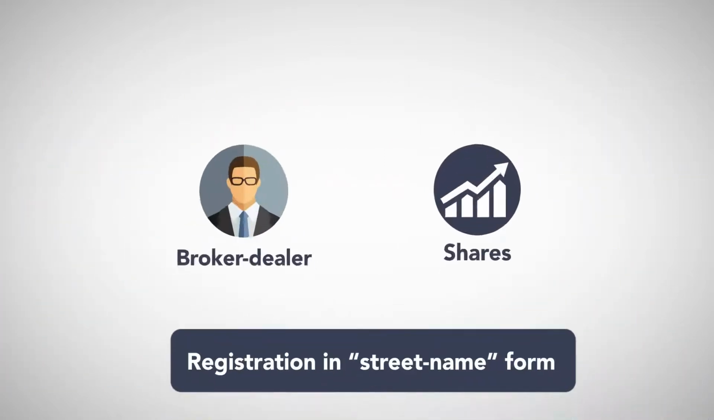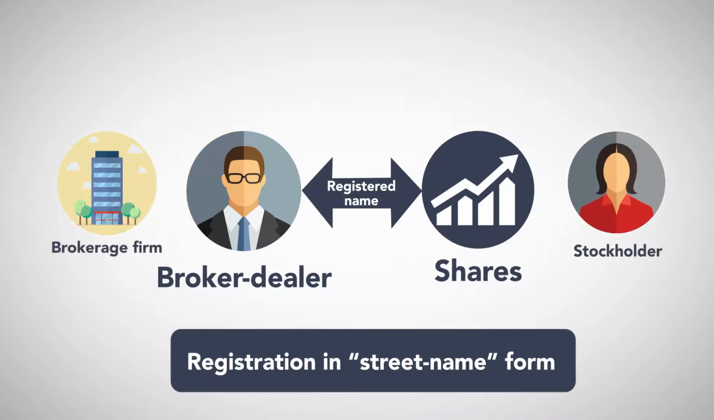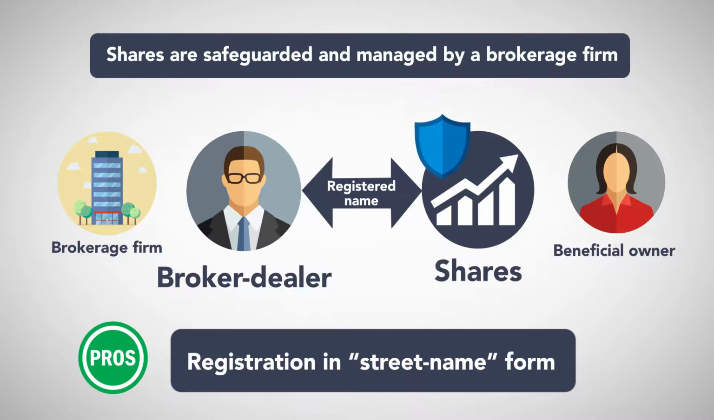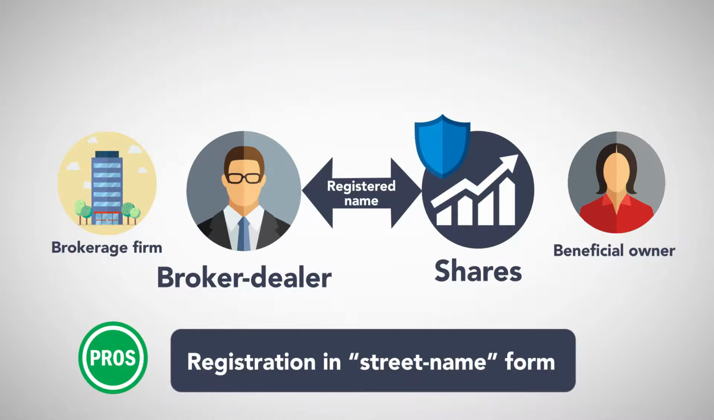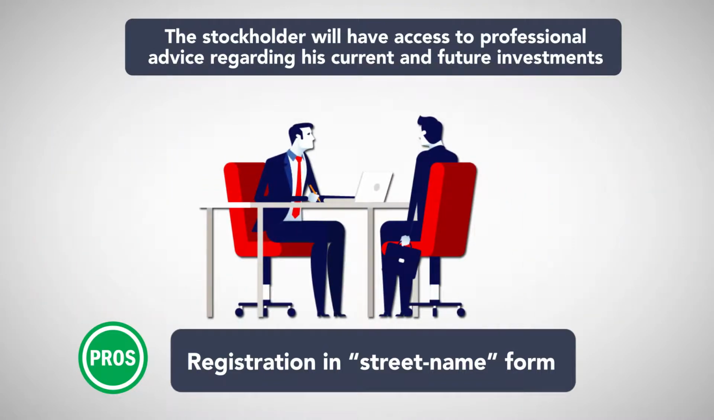Registration in street name form means registration under the name of the brokerage firm of the shareholder's broker-dealer rather than under the name of the stockholder. Rather, the stockholder is listed as a beneficial owner of the shares. The advantage in holding shares in street registration form is that the shares are safeguarded and managed by a brokerage firm. Also, the stockholder will have access to professional advice regarding his current and future investments, and so may be better able to manage the stock.